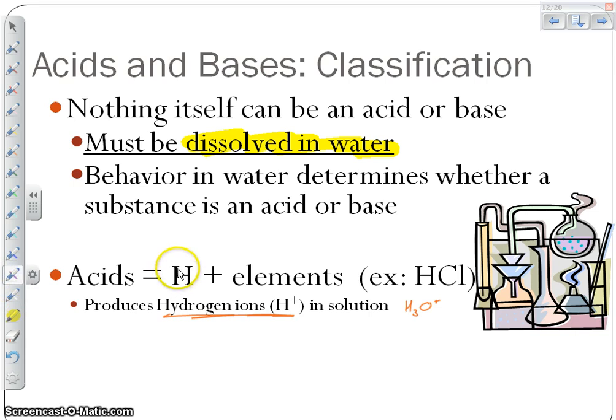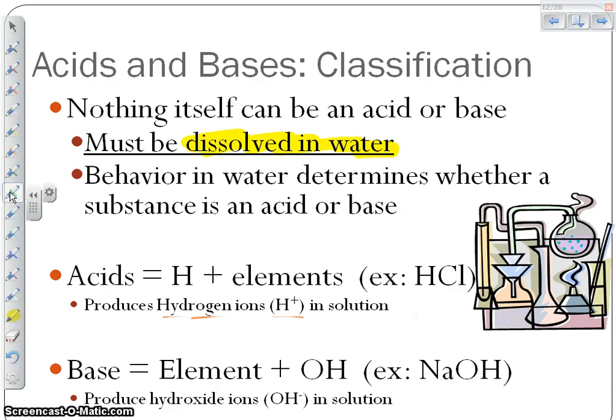If something starts off with an H and then you see some other element, whether it be polyatomic or not, you generally have an acid. So our example here is HCl is going to be an acid. So that's how we can determine it by looking at the formula. And we know that when dissolved in water, acids are going to produce hydrogen ions.